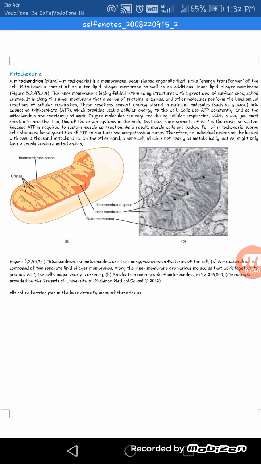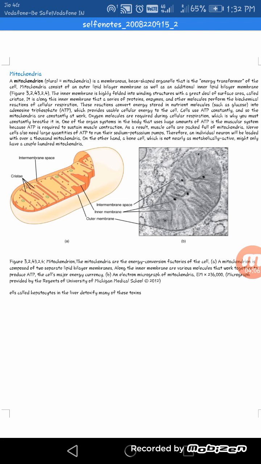For example, nerve cells need a large amount of ATP, so the nerve cells have a large number of mitochondria, but the bone cells are not metabolically active. They do not need so much energy, so they have a couple of hundred mitochondria to complete their need.